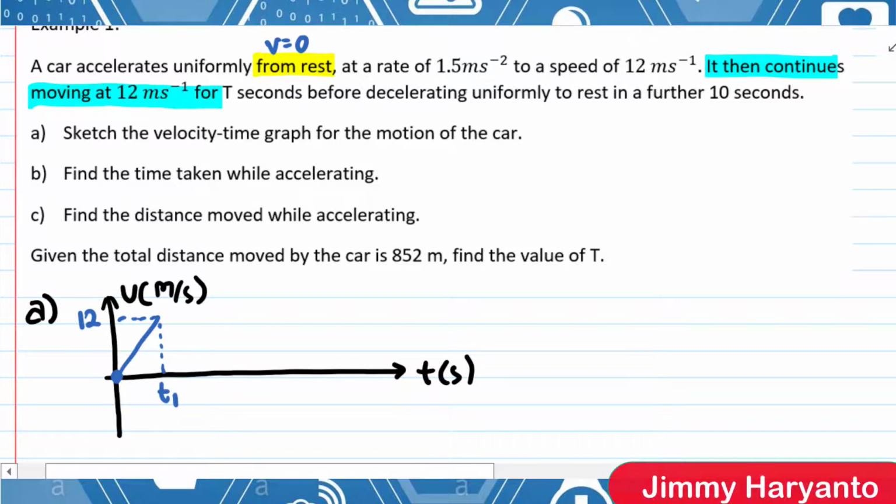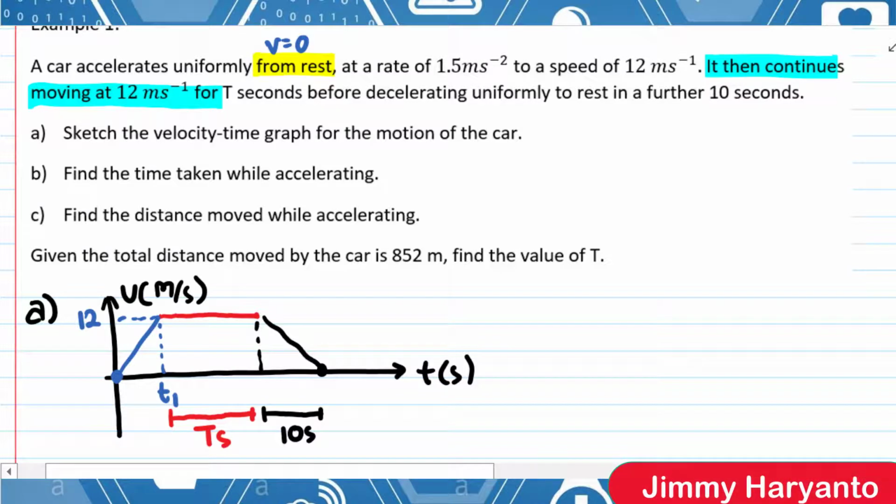And then it continues moving at 12 meters per second for 40 seconds, continue without changing the speed. So the next one will be a straight horizontal line until 40 seconds. So this interval of time is t seconds. And then after that, decelerating uniformly to the rest in a further 10 seconds. So this interval of time is 10 seconds.